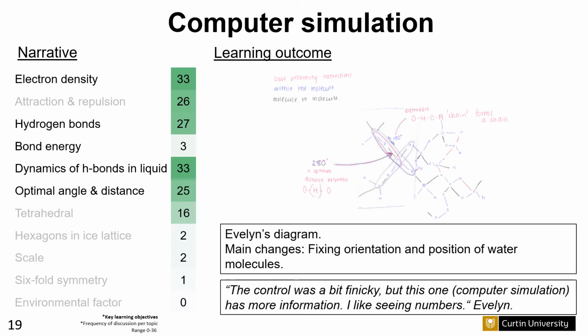And we also ask students to revisit their diagram again. After this computer simulation, we can see the main change is related to the position and orientation of water molecules' interaction. Some students here even took the effort to write the angles and distance precisely there. So this was a result of their exploration and the rich information that the computer simulation provided, as noted by one of the students here, Evelyn.